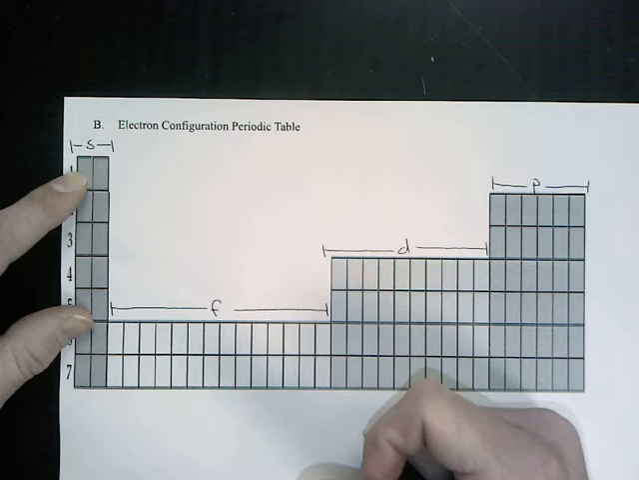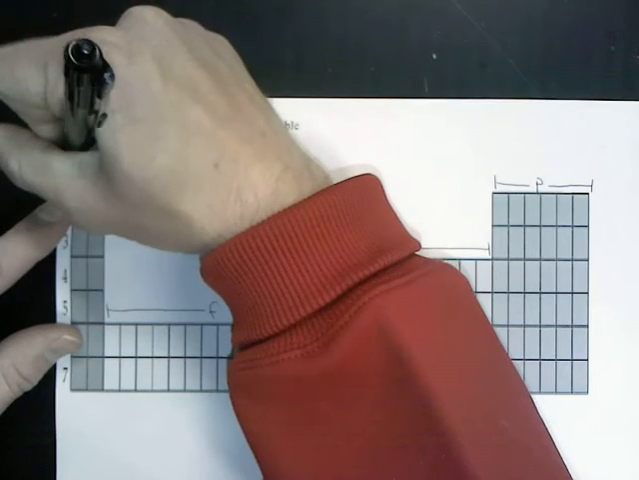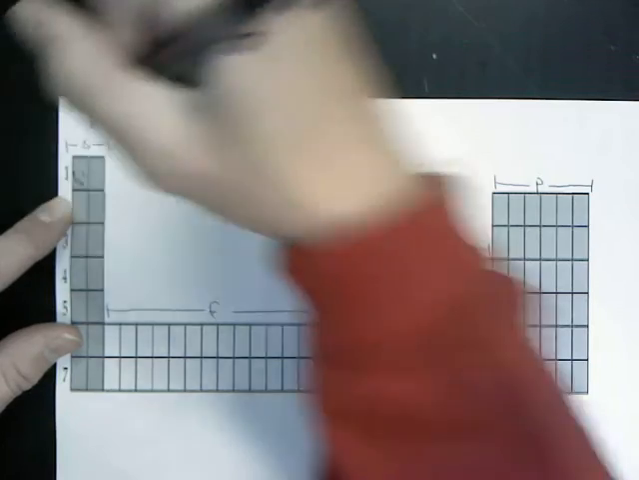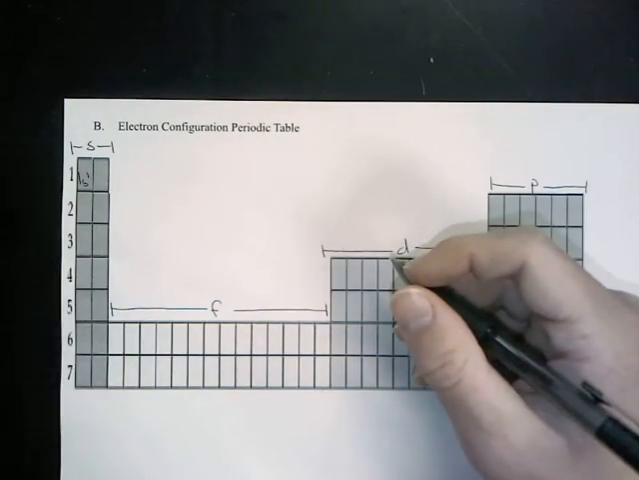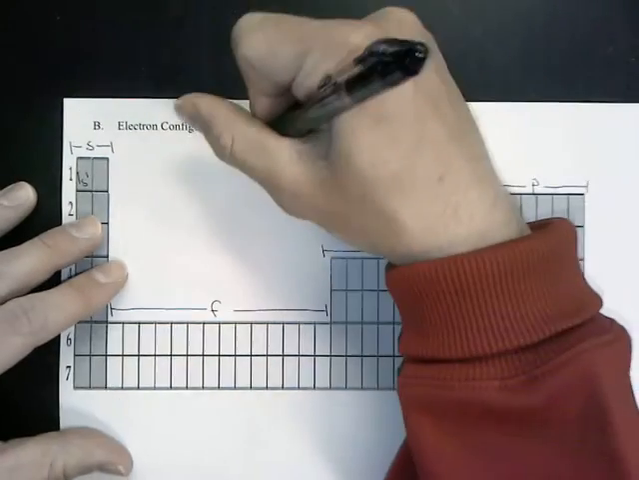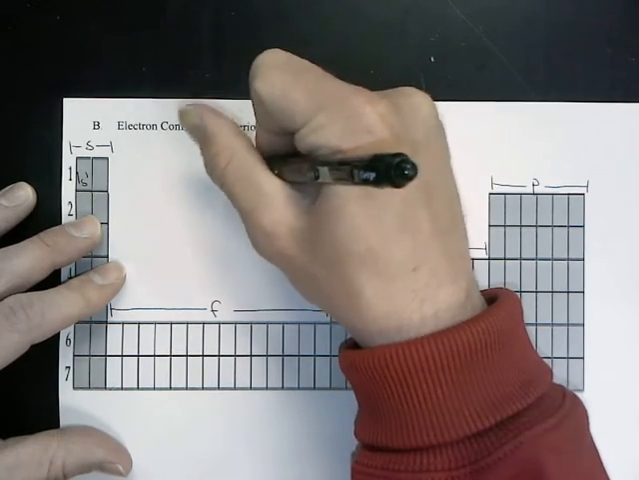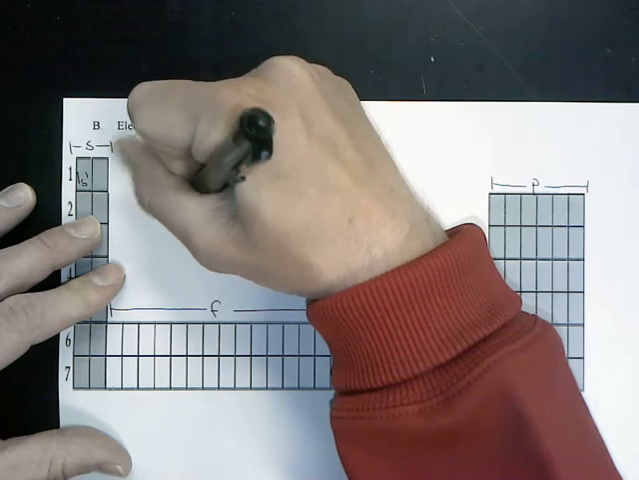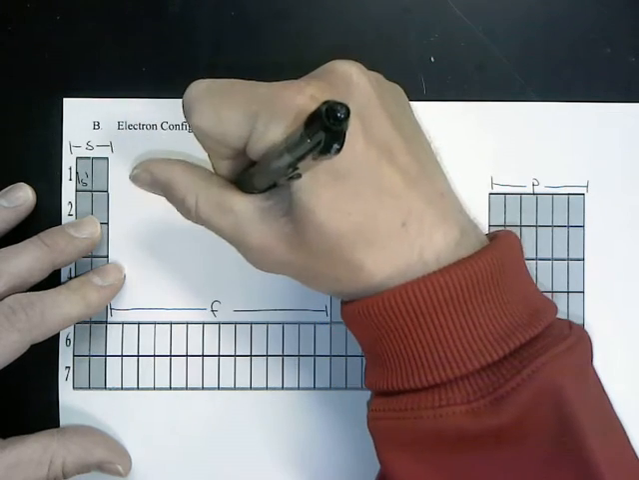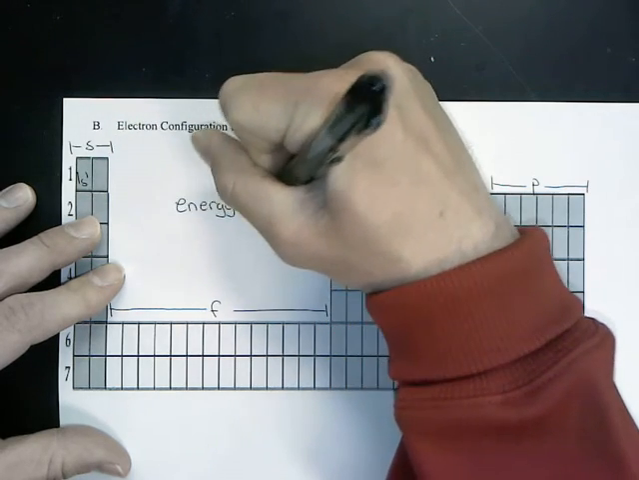I'm going to start out by writing the electron configuration of hydrogen's box, and this is 1s1. Now, you may be wondering, what does 1s1 really mean? Let's break this down. The first number here is the energy level of the electron.